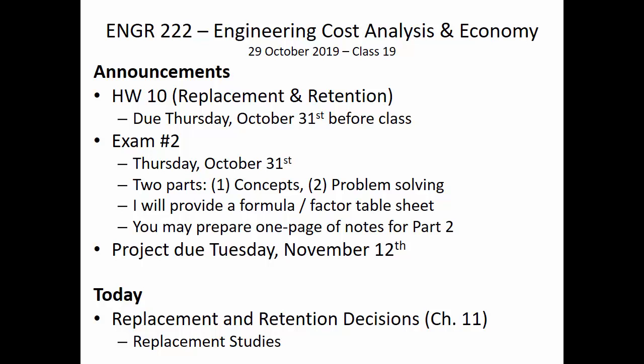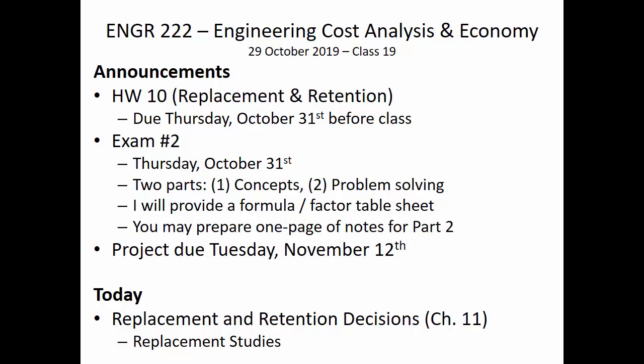You have an exam on Thursday. We've talked about that in previous classes, but just to reiterate, there's going to be two parts on that. The concept questions, where you're not allowed to use your formula sheet that you're preparing, and then problem-solving questions, where you can use a page of notes that you create. And that page of notes should just be one side of an 8.5 by 11 size paper.